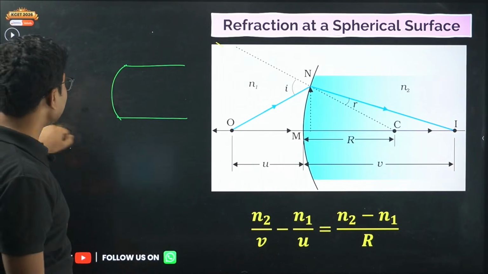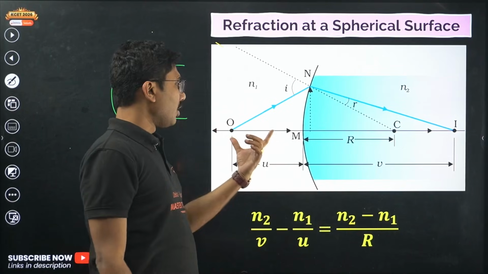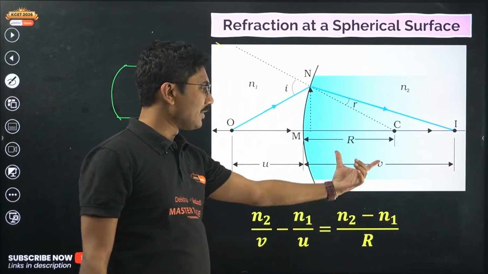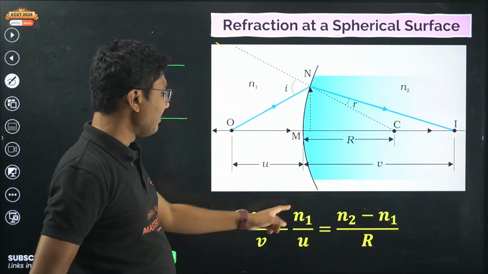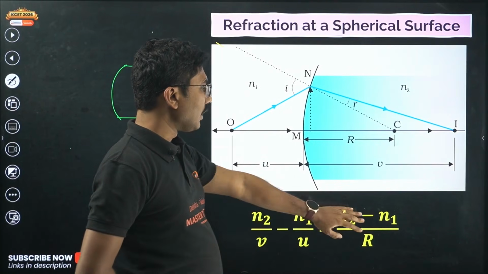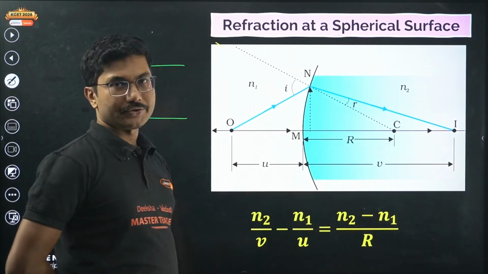So when the light ray is traveling in such a medium, the object distance u and the image distance v are related through this formula: N2 by v minus N1 by u equals (N2 minus N1) by R. R is the radius of curvature of the sphere.